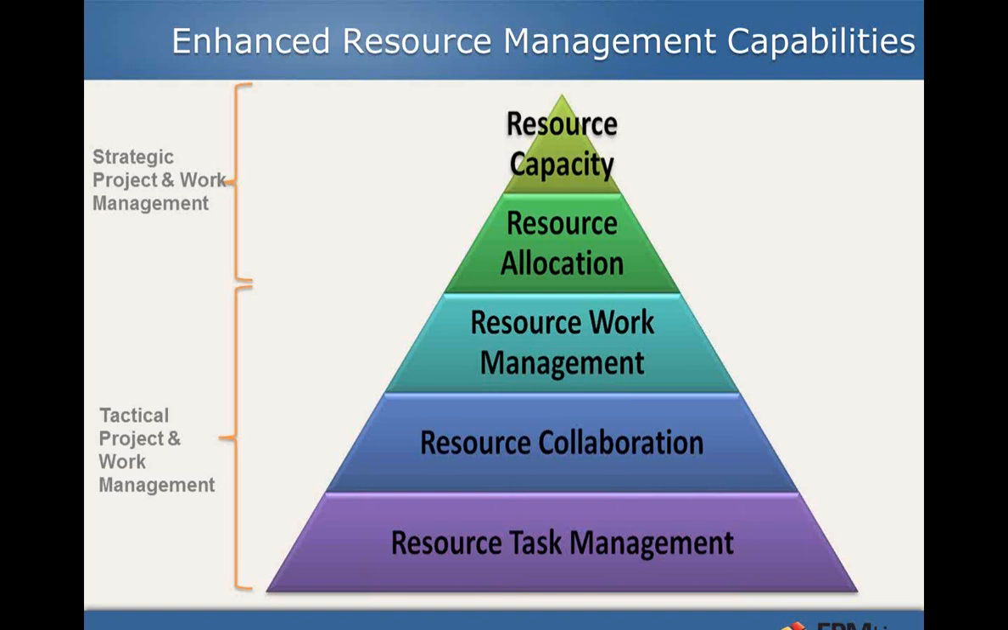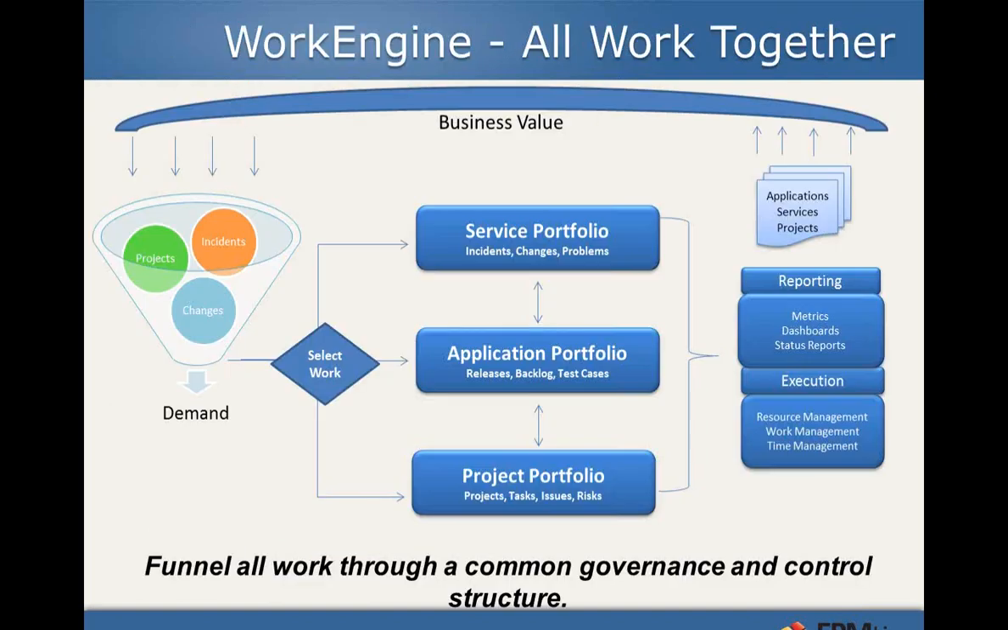The key is WorkEngine will have you have all work together. One intake, one funnel for demand, whether they be service requests or incidents, change requests, projects, application work. That demand's going to come in, and depending on what type of work it is, you can put it through the different areas of the solution or work streams and the appropriate processes for each of those so that we can go through the life cycle of all this different work within a common funnel and a common governance and work structure. So it could be a service portfolio of service management work, application-related work, and project or traditional waterfall type project work.